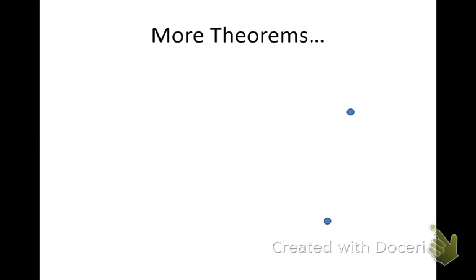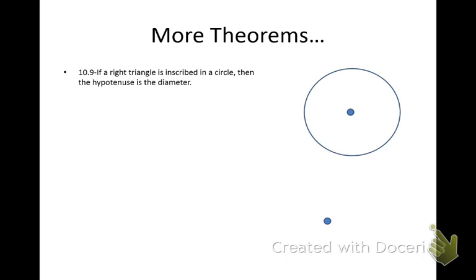More theorems. We're almost done. Theorem 10.9: if a right triangle is inscribed in a circle, then the hypotenuse is the diameter. That makes sense, right? Because if this is a right triangle, then it intercepts this arc. That arc would be twice. If this is 90, this would be 180. We know 180 is half a circle, half of 360. So this line divides the circle in half. It's got to be the diameter.